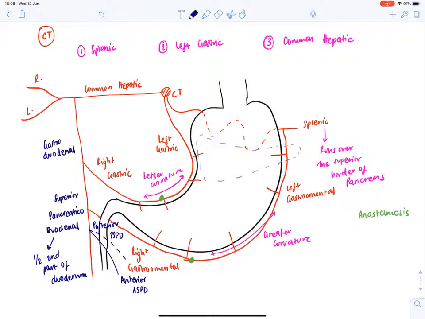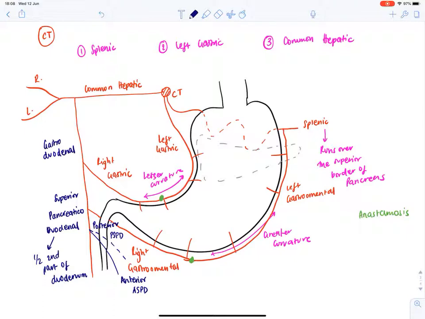So that is it for the celiac trunk. In the next video, we will discuss the blood supply of the lower GI tract, which is done by the superior mesenteric artery and the inferior mesenteric artery.